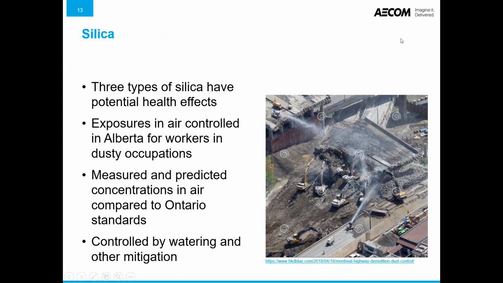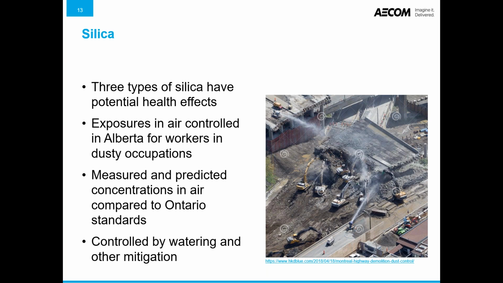Okay, so one of the concerns, as I mentioned before, is silica. There are 3 types of silica that are considered to be crystalline silica with potential health effects: quartz, cristobalite, and tridymite. Ontario has air quality standards for those 3. Alberta doesn't at this stage.